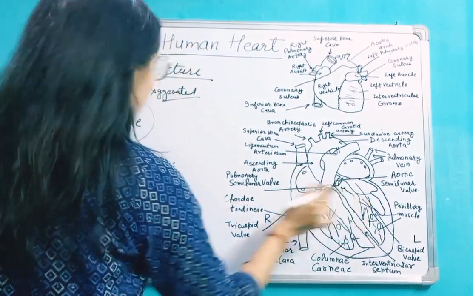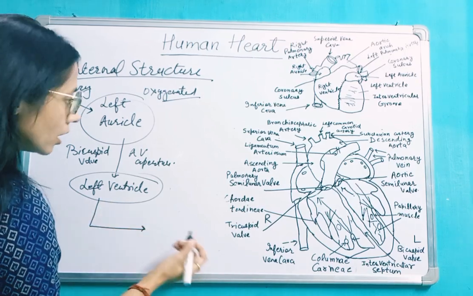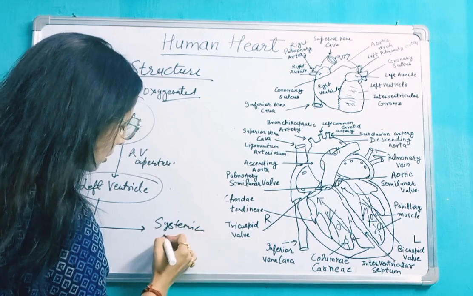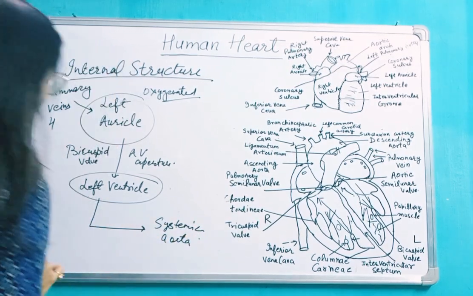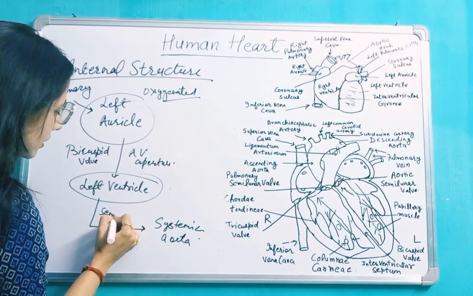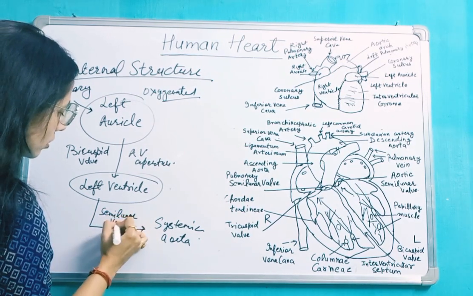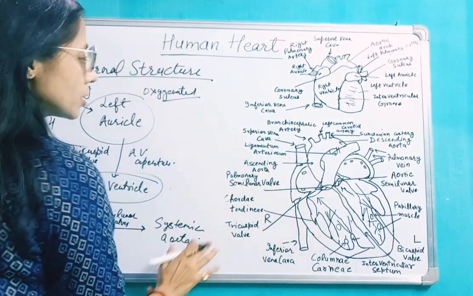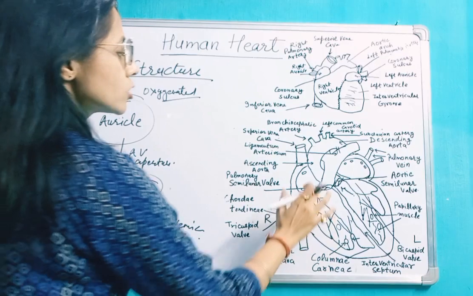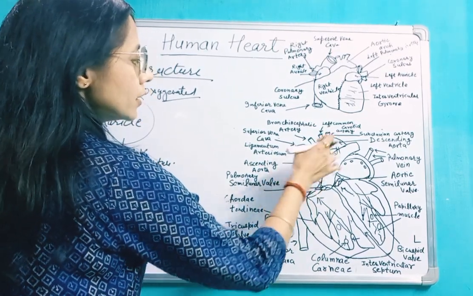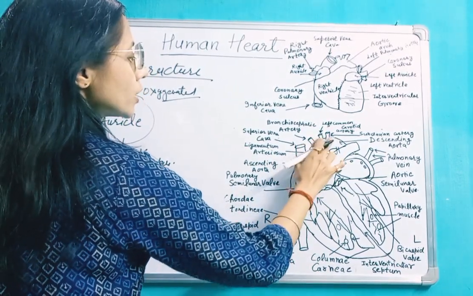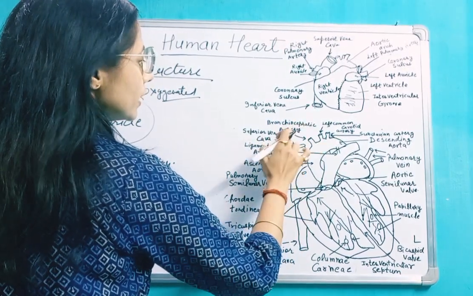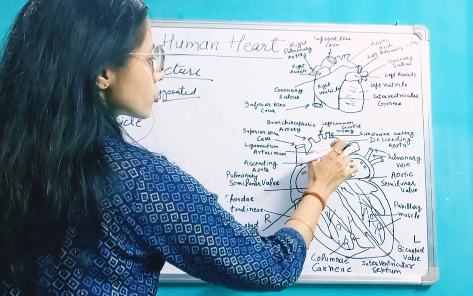ठीक है, यहाँ से जाएगा हमारा सिस्टमिक एओर्टा में. ठीक है, सिस्टमिक एओर्टा में बाय सेमीलूनर वॉल्व्स. हमारे यहाँ पे सेमीलूनर वॉल्व्स हैं, इसके थ्रू जाएगा. अब सिस्टमिक एओर्टा फर्दर 3 पार्ट्स में डिवाइडेड. दैट इज योर ascending aorta, descending aorta, and this is your arch of aorta. That is your brachiocephalic artery, left common carotid artery, subclavian artery.